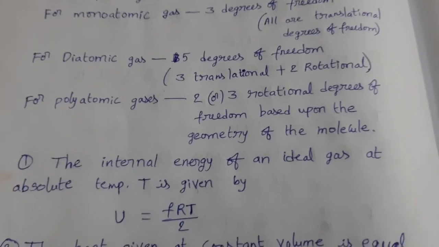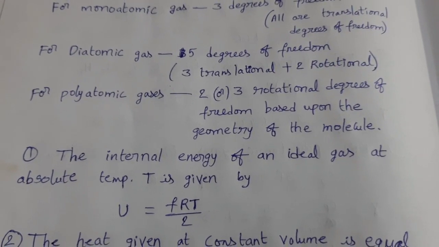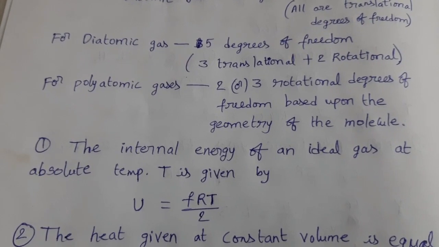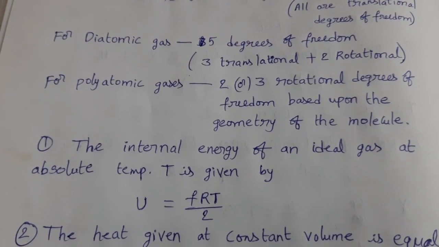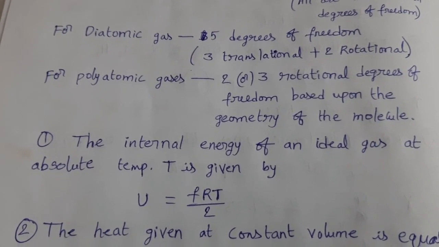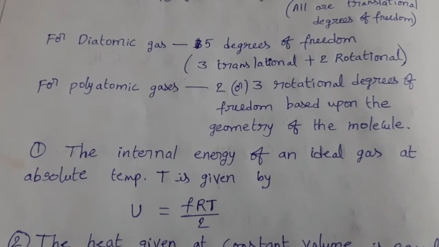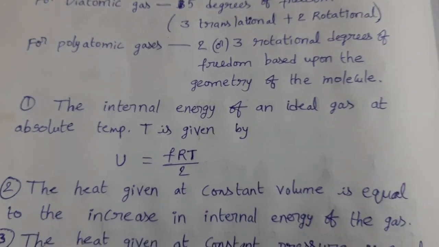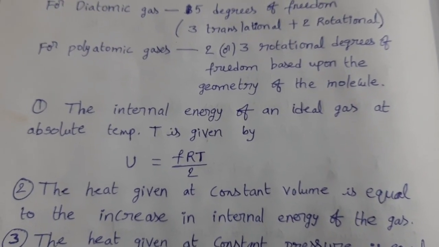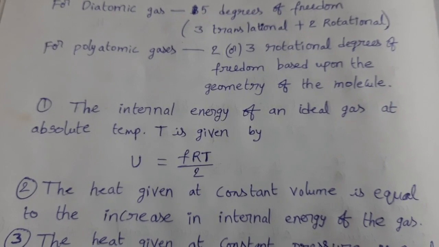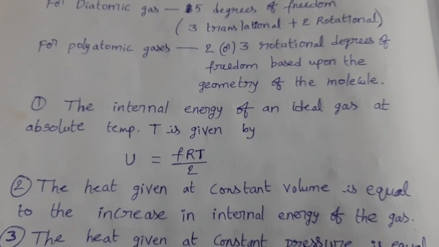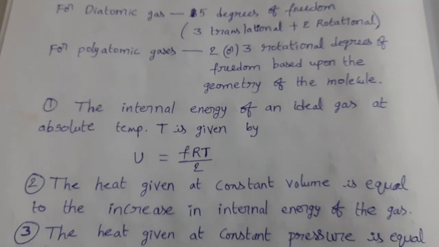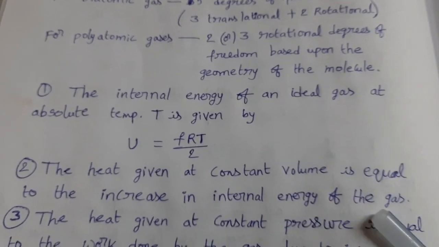Okay. Next, the internal energy of an ideal gas at absolute temperature T is given by U equal to F, degrees of freedom, F into R into T divided by 2. The heat given at constant volume is equal to the increase in internal energy of the gas. At constant volume, the supplied heat energy is equal to the increase in internal energy of the gas.